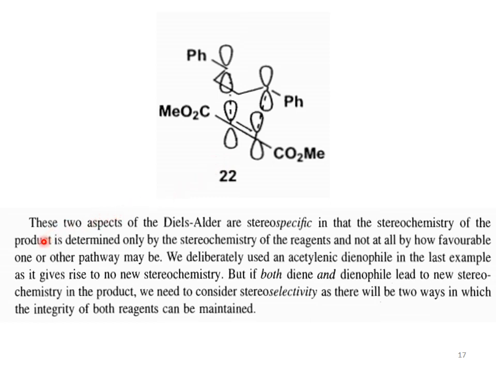In the previous slides, I explained that the stereochemistry of the dienophile is reproduced in the product, and in the next slide I told you that the stereochemistry of the diene is also reproduced in the product. The question is how the stereochemistry of the diene can be explained by seeing the product. There are two ways to explain the stereochemistry of the diene in the Diels-Alder reaction.